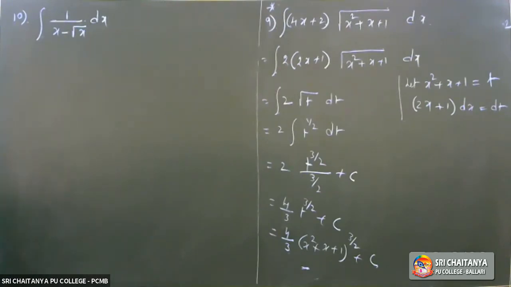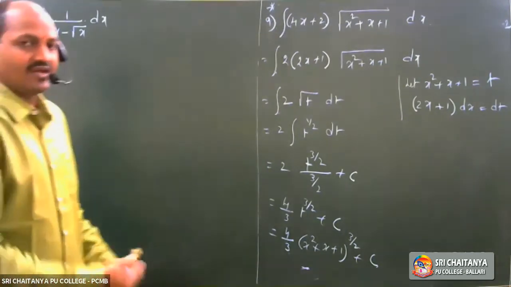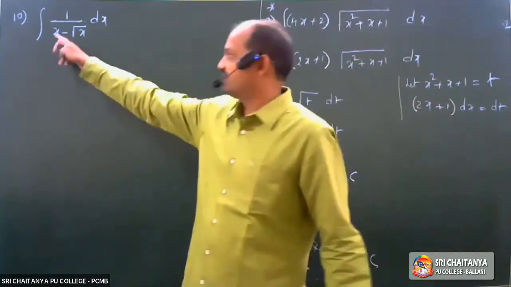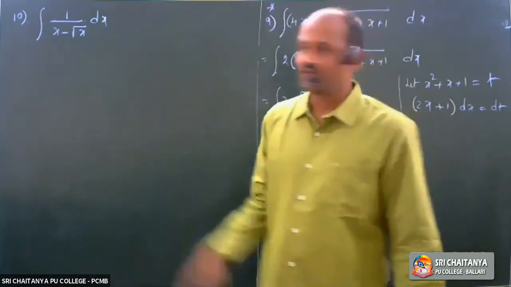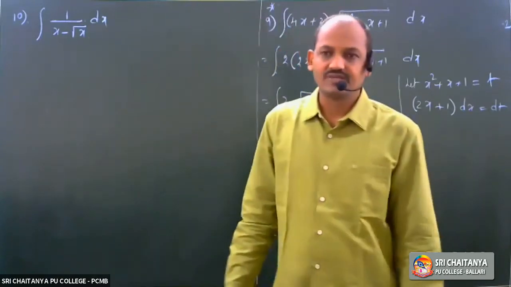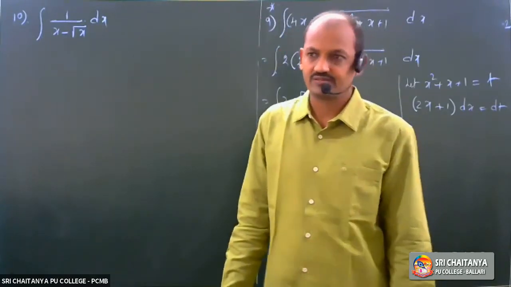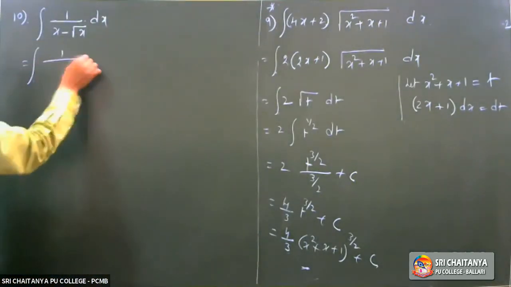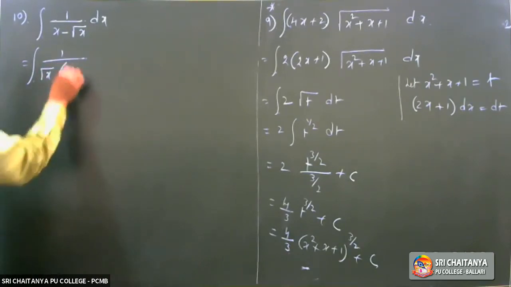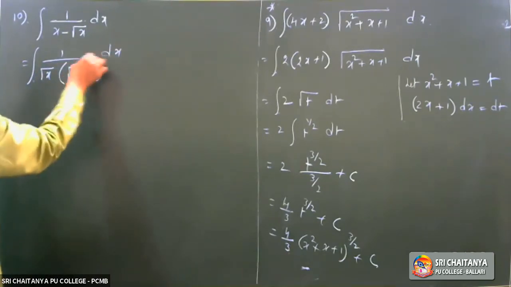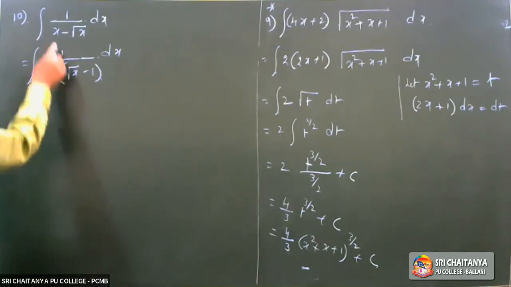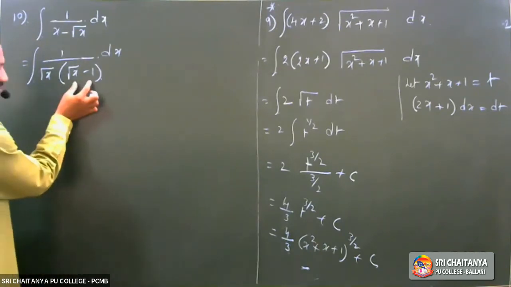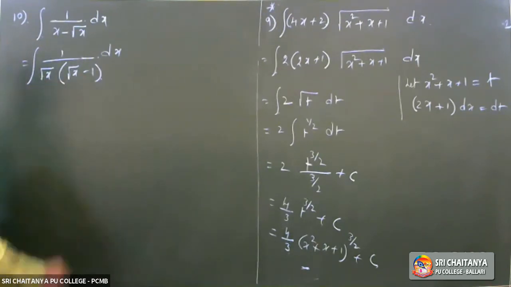Which term do we have to consider as t? If x is considered as t, the derivative of x is 1. If root x is considered as t, the derivative of root x is 1 by 2 root x. Okay? So, which term do we have to consider? 1 by root x into root x minus 1 whole dx. Root x into root x is x, root x into 1. Now this root x minus 1 we have to consider as t.